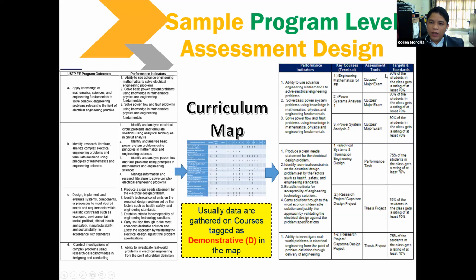In that, I put in the assessment tools that I am going to get from each course offered in my program, and also the target. Later on, there will be a template for us to build on. So, as I said earlier, the curriculum map will guide us on where to measure and assess these indicators, because it will point to which subject or course in our program we can find them.